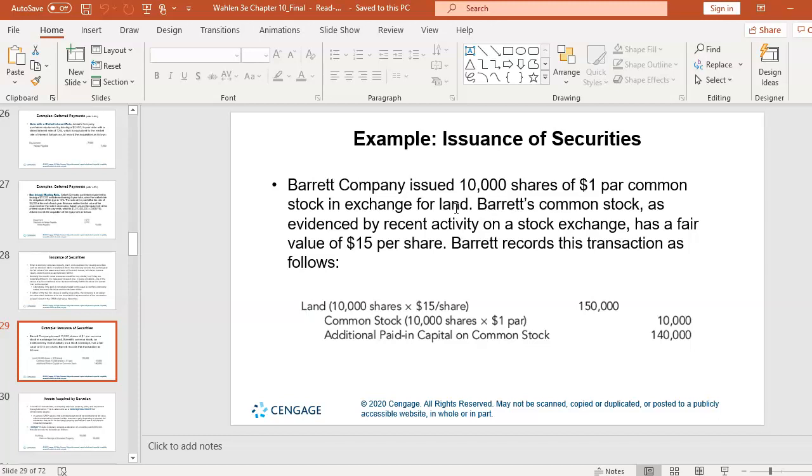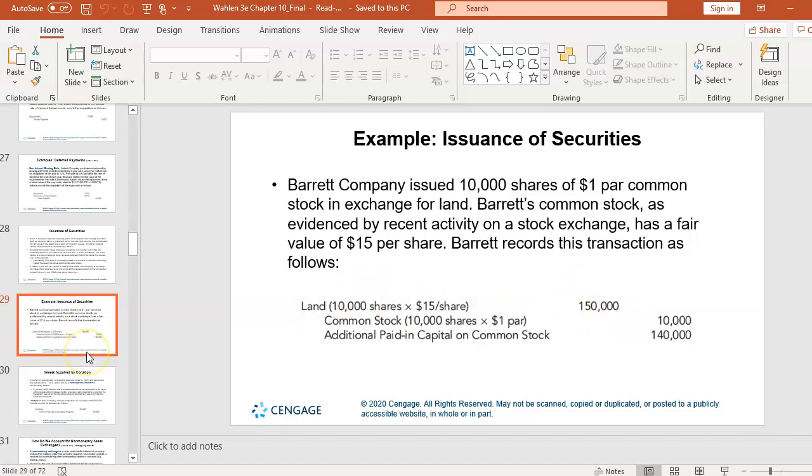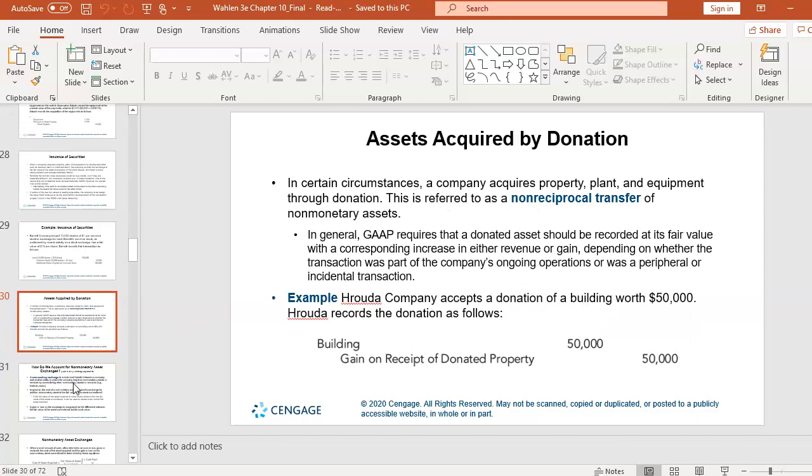So if we can convince somebody to sell us some land in exchange for stock, we can certainly do that. And it says here, the fair value of the stock was $15. We issued 10,000 shares in exchange for the land. So you can kind of see we valued the land based on the shares times the $15 per share to get the $150,000 and so on. So that's obviously one way to go ahead and do that.